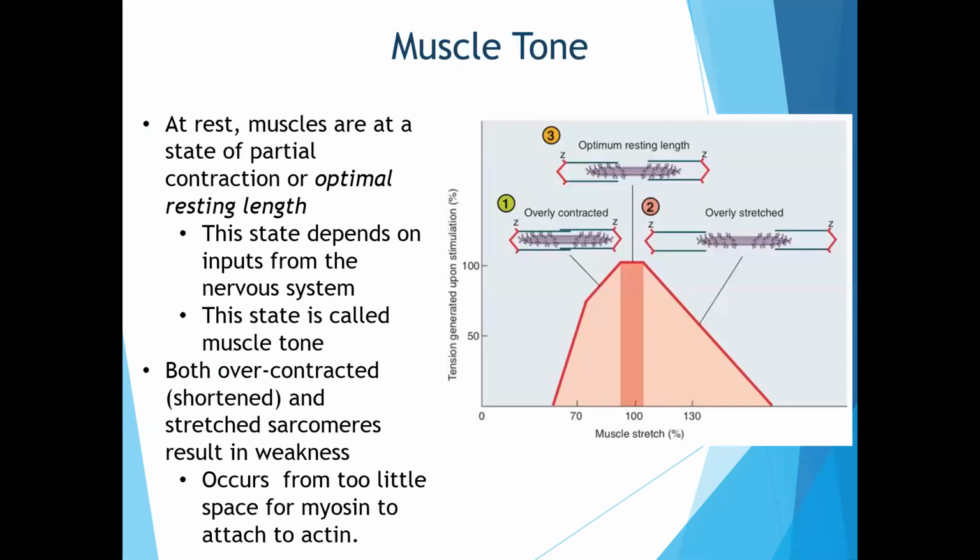If we had to wait for everything to wake up before we could move, we wouldn't be able to move super quick when we need to. And so that optimal resting length and how our body is at rest is known as muscle tone. So if you have overly contracted sarcomeres or overly stretched sarcomeres, that results in a very weak contraction. And we'll talk about a couple of examples and why that is the case.